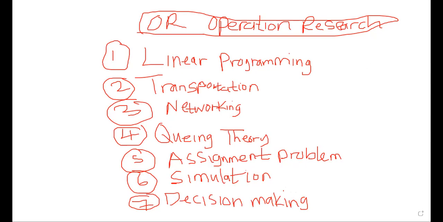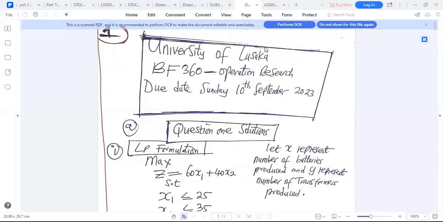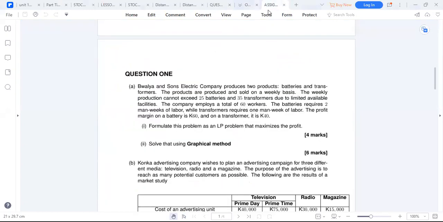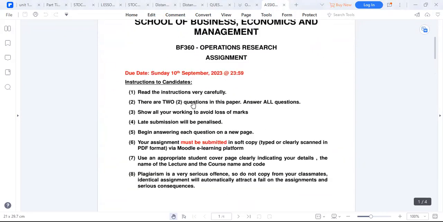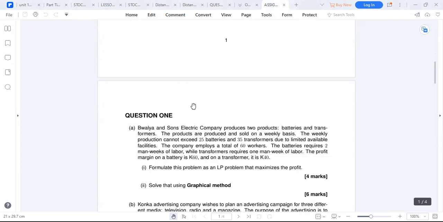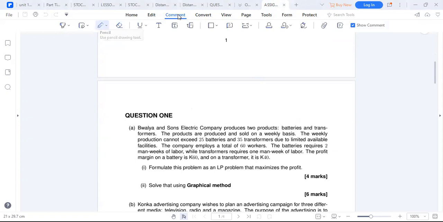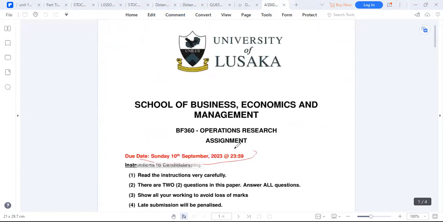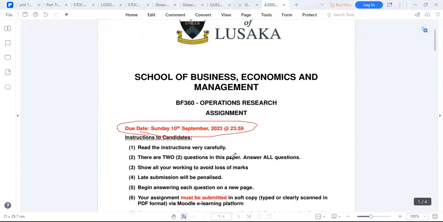So we can now get down to the assignment. Of course, this assignment has the first question. Okay, so question number 1 for this assignment, which is due on the 10th September 2023.